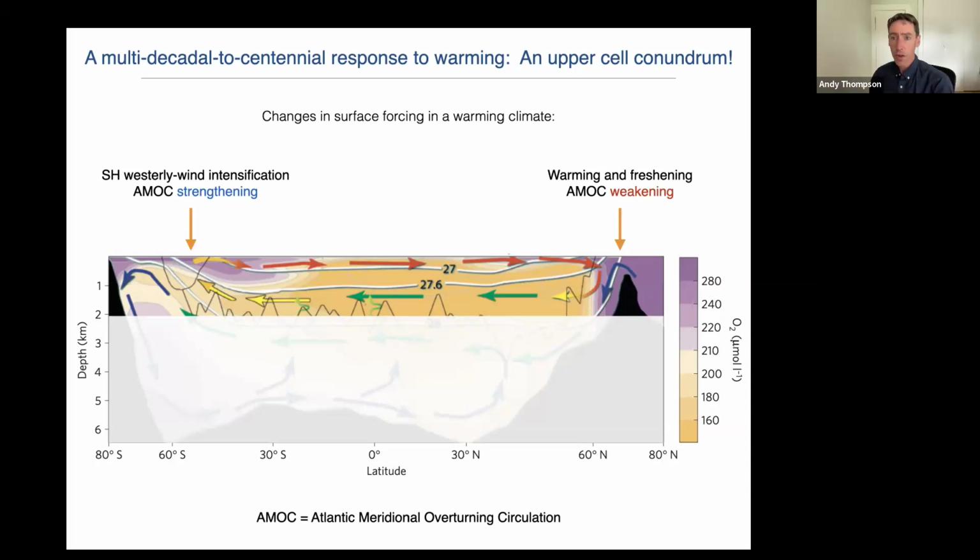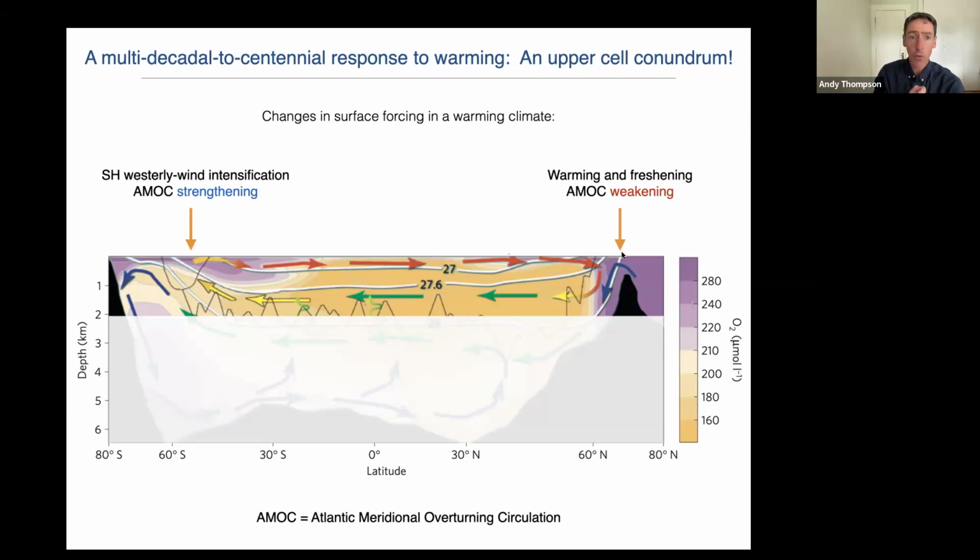Now, when we started working on this problem and thinking about what would be the perturbation to the AMOC during climate change, we came up with what we call this upper cell conundrum, because there are at least two things that we expect to see in a warming climate. The first thing we know from a number of studies is that we expect to have warming and freshening in the North Atlantic, which would predict a weakening of the AMOC because we're removing that process of heat loss from the North Atlantic.